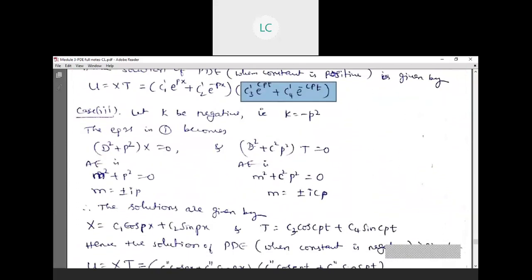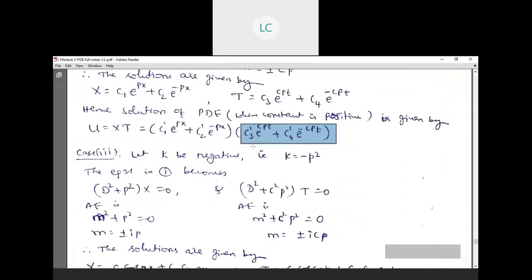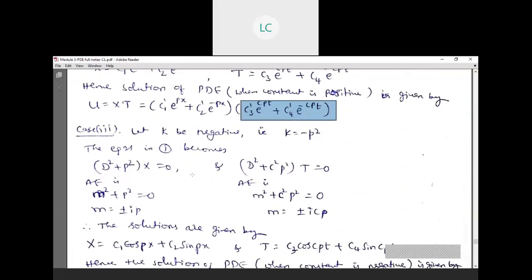Now consider the same thing when k is negative, that is k equal to minus p square. See, d square, minus into minus becomes plus, so d square plus p square into x equal to 0. Its auxiliary equation is m square plus p square equal to 0. Then m square is equal to minus p square. Then the roots are m equal to plus or minus ip. Now similarly for the second one, m square plus c square p square equal to 0, m equal to plus or minus icp.